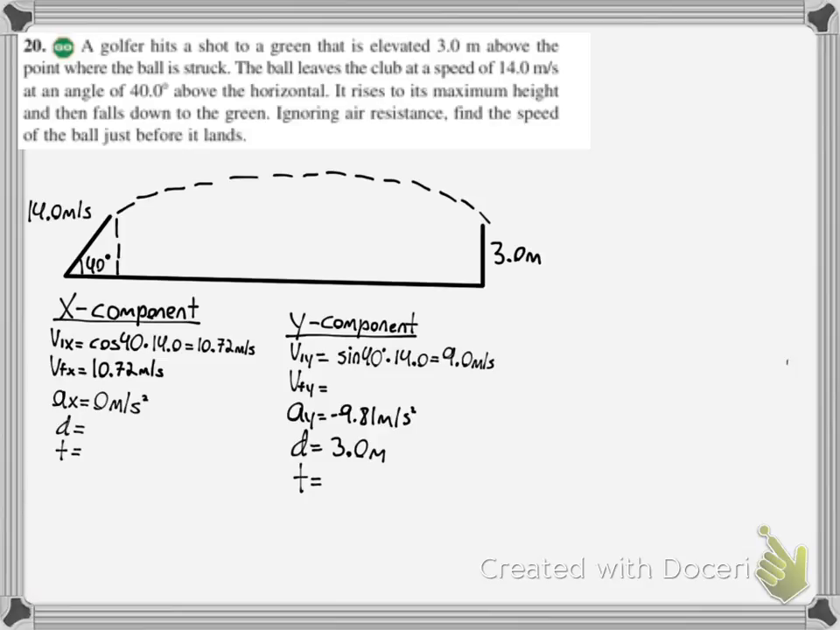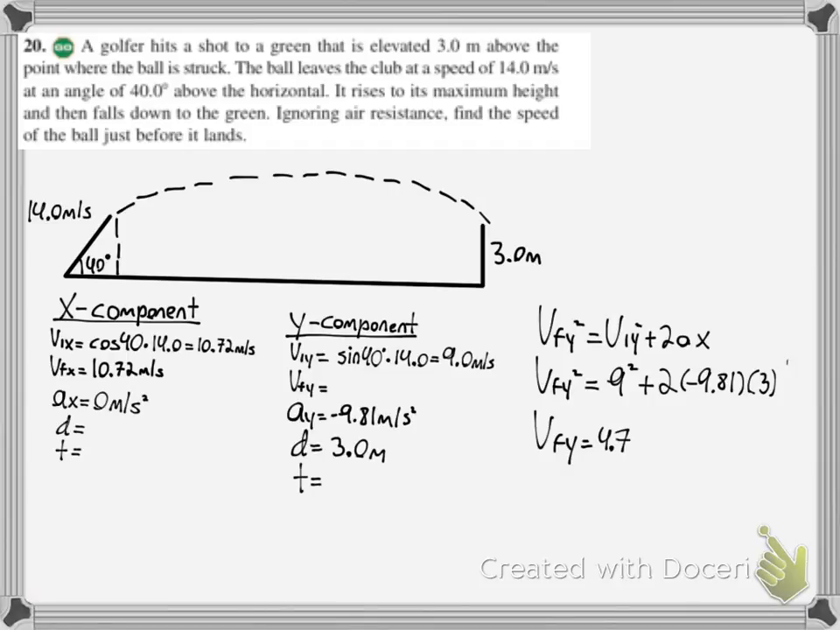So since we already have the x component of the final velocity of the ball, all we need to do is find the y component of the final velocity of the ball. Using the equation that our final velocity squared equals our initial velocity squared plus 2 times acceleration times displacement, we plug in our y values and get that our final velocity in the y is 4.72.